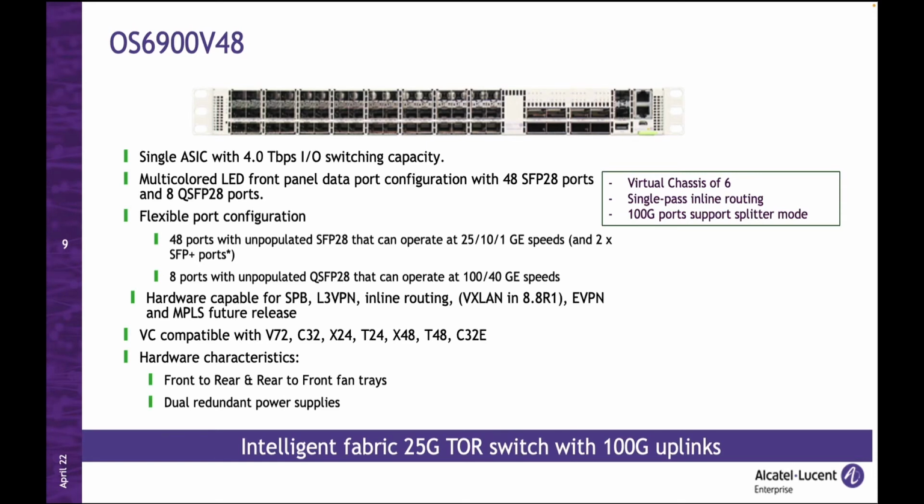The differences between the former V72 and the V48 are based first on the ASIC, which is now capable of inline routing, which wasn't the case with the V72 hardware. The switching capacity is similar, but the V48 has 8 100 gig ports instead of 6 on the V72.